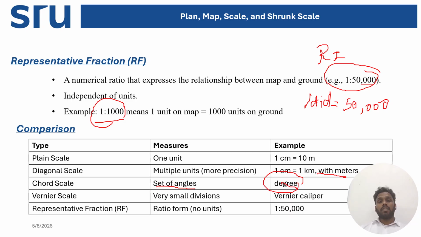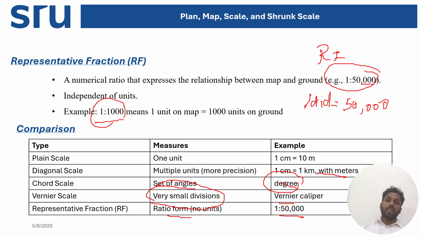And vernier scale has very small divisions. When you are dealing with small machinery objects, you can deal with this. So we are going to use a vernier caliper. The representative fraction is nothing but a ratio with no unit. So 1 is to 50. It doesn't have a unit.